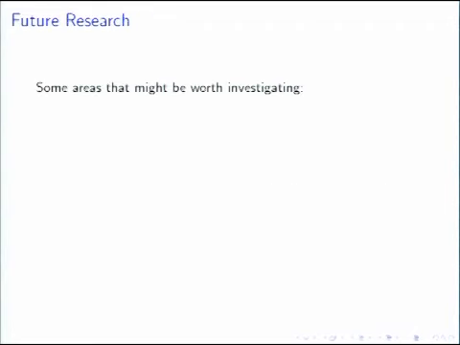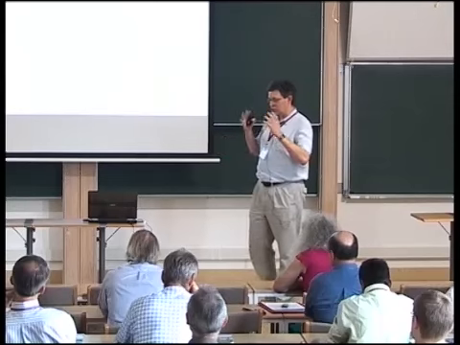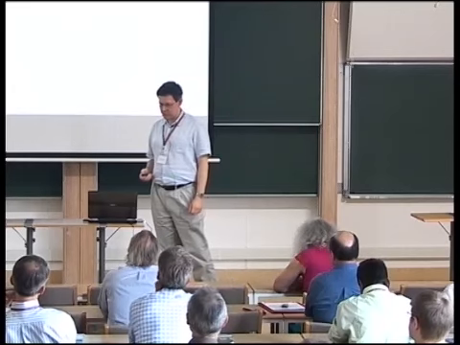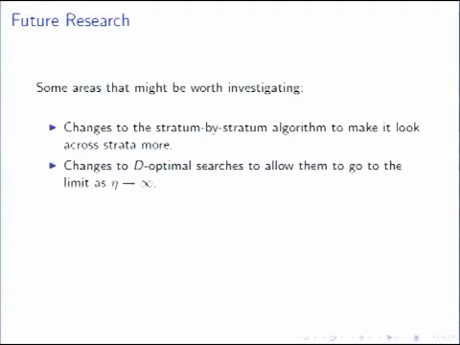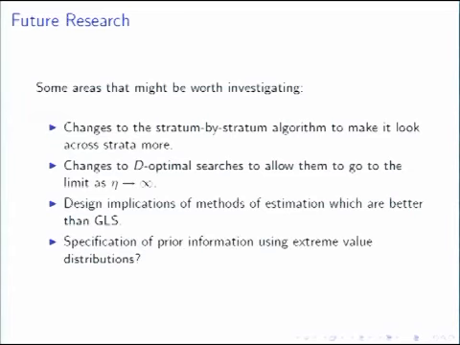And some other areas that might be worth investigating is whether we can improve. So the stratum by stratum algorithm is a bit like choosing a D-optimal treatment design, then D-optimally blocking it. We could, instead of doing that, choose a D-optimal blocked design. So it's the same argument with block designs as here. So maybe we can improve that. Perhaps the D-optimal searches could be changed to encourage them to look at the limit as eta tends to infinity. And perhaps we should think about other methods of estimation apart from GLS.